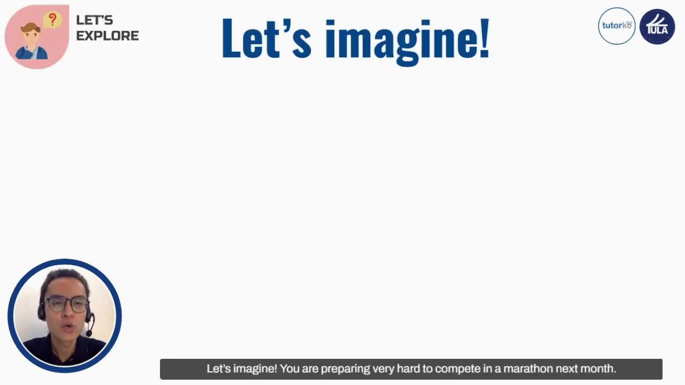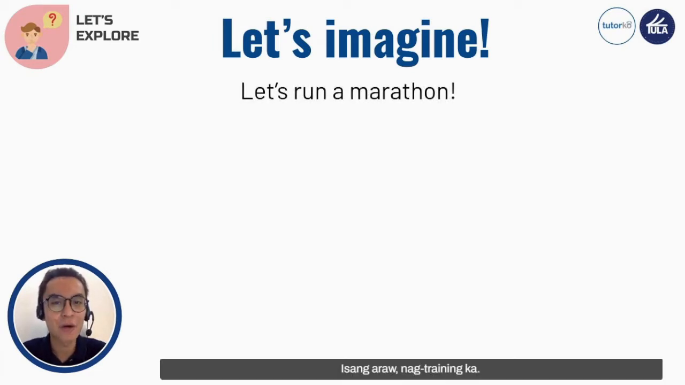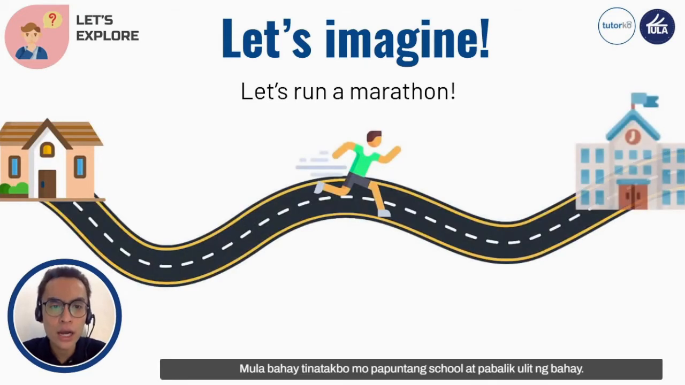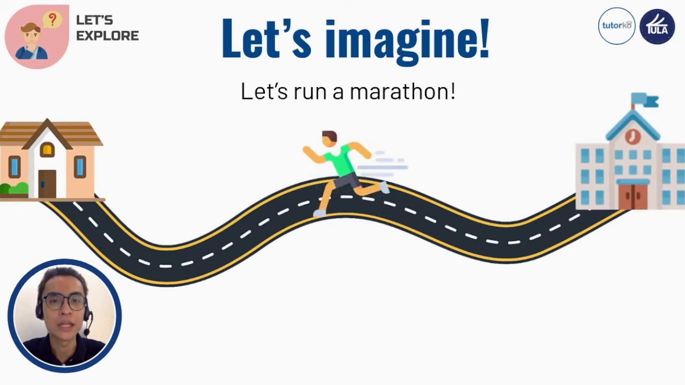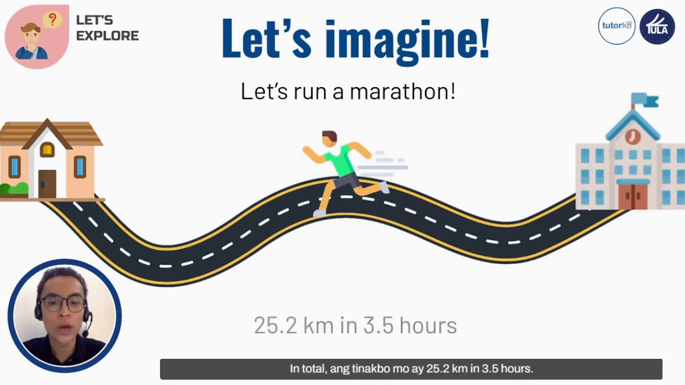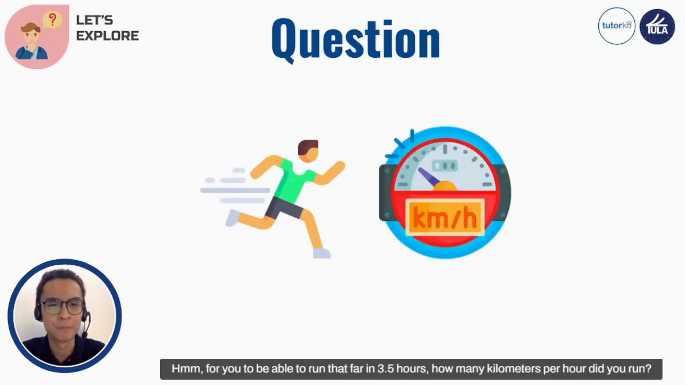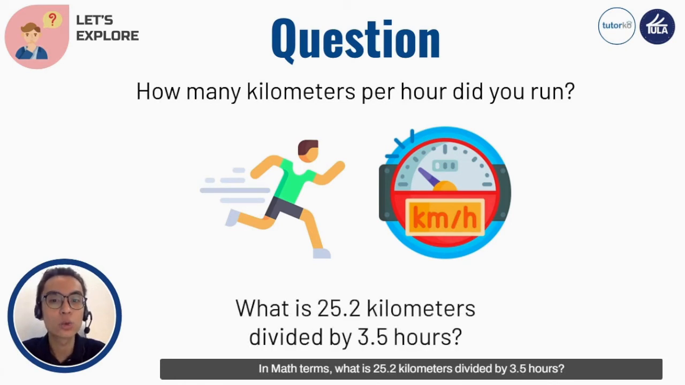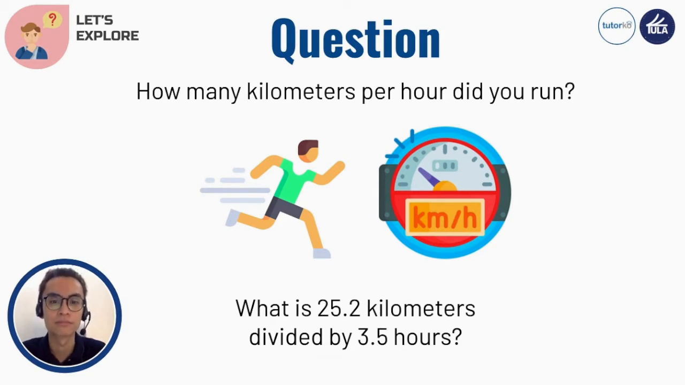Let's imagine, you are preparing very hard to compete in a marathon next month. Isang araw, nag-training ka. Mula bahay, tinakbo mo papuntang school at pabalik ulit ng bahay. In total, ang tinakbo mo ay 25.2 kilometers in 3.5 hours. For you to be able to run that far in 3.5 hours, how many kilometers per hour did you run? In math terms, what is 25.2 kilometers divided by 3.5 hours?